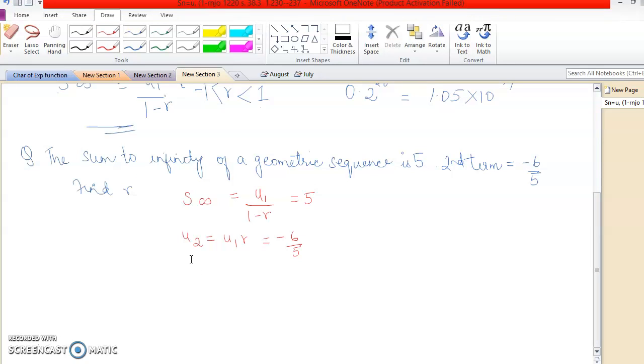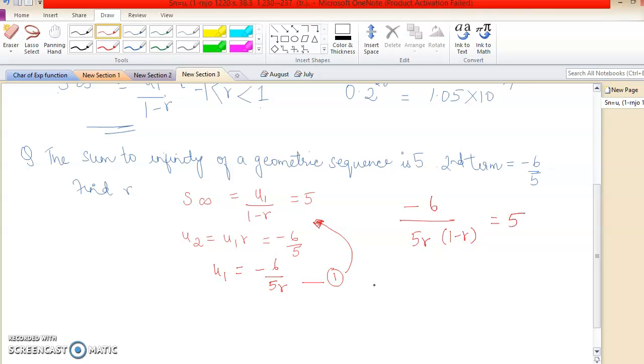So now, using this, we are going to manipulate this equation, and we can find that u1 in terms of r is nothing but -6 by 5r, right? Now I'm going to go ahead and substitute this in the equation that I have here. And when I substitute this, it is going to be -6 over 5r into 1 minus r is equal to 5. We go ahead and simplify this.